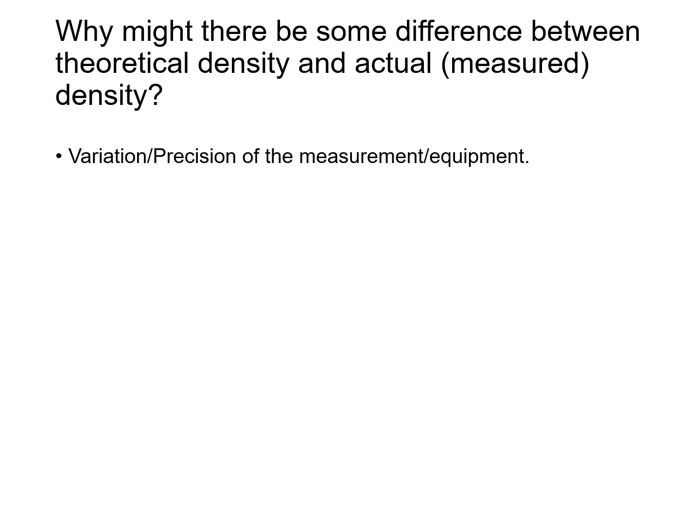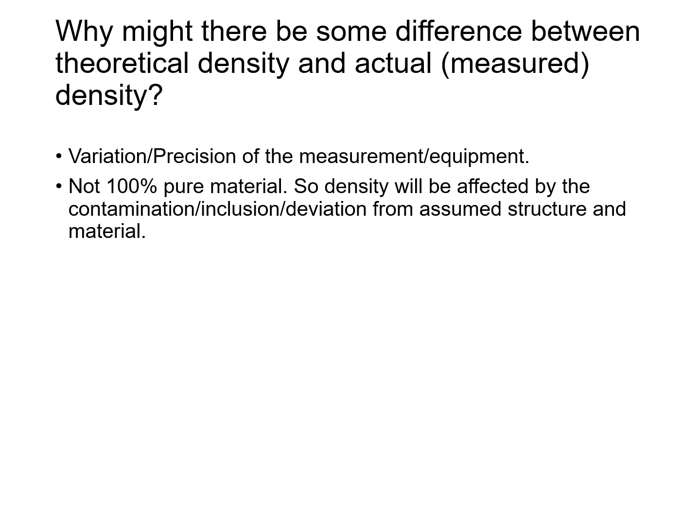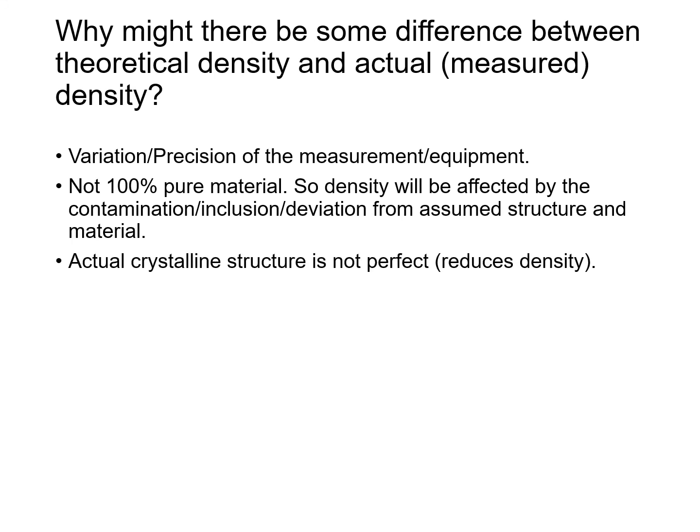First of all, the measurement equipment is never going to be perfectly precise. It's also likely not a 100% pure material. There's some contamination somewhere, and the density will be affected by that contamination. And finally, the crystal structure itself, because it's a polycrystal, is not going to be perfect. Anytime there's a disruption to the crystal lattice work, this will reduce the density of the material.